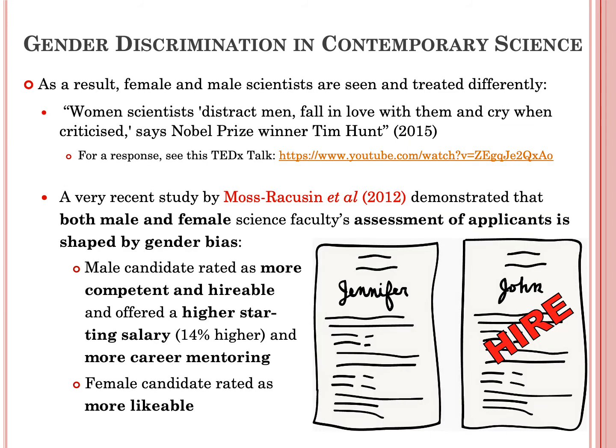Even as recently as 2015, a male Nobel Prize winner described women scientists as distracting men, falling in love with them and crying when criticised. These kind of prejudices and bias really matter when it comes to assessing applicants for job roles. A recent study by Moss-Racusin demonstrated that both men and women who recruit in science faculties are shaped by gender bias, with men candidates rated as more competent and hireable and offered a higher starting salary and more career mentoring than women candidates, who were often attributed as more likeable, with the implication that likability made them less serious.